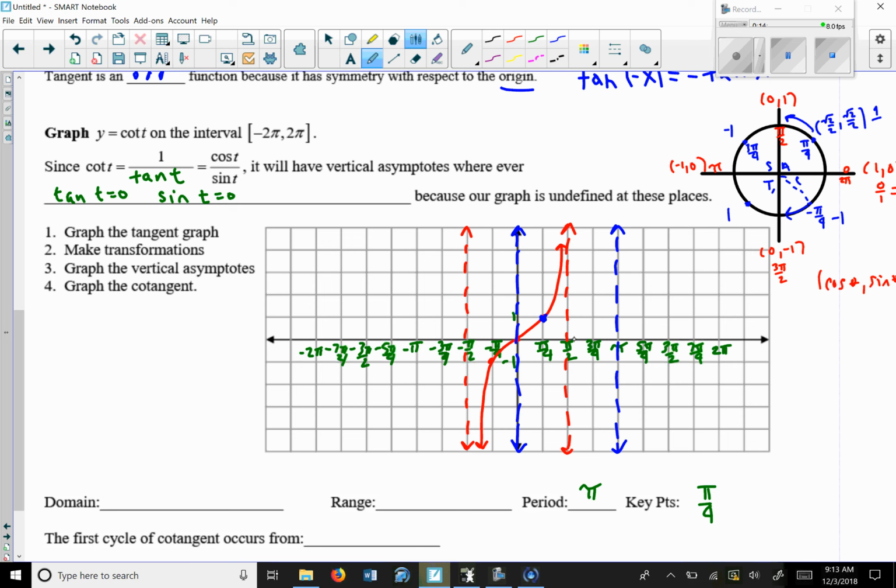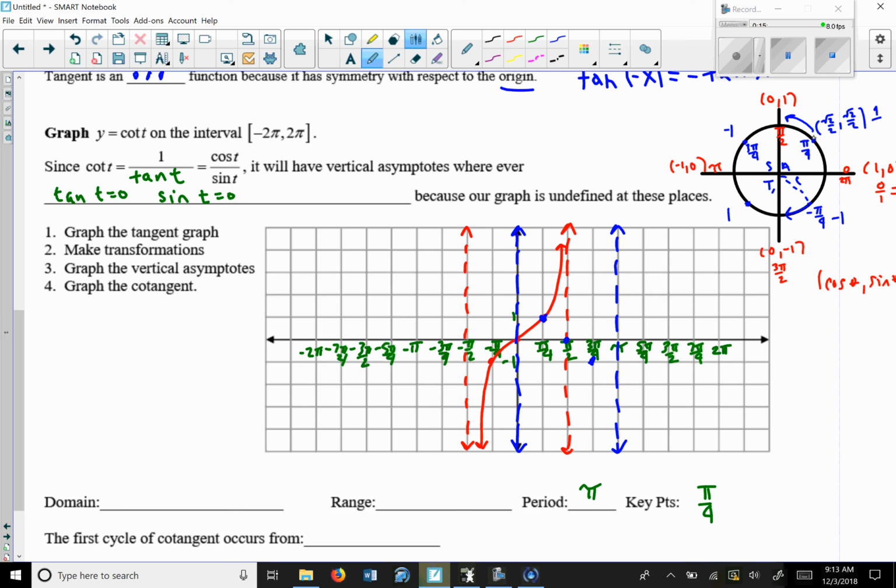At pi over 2, now you've switched. So instead of being undefined, think about your cosine over sine now. So at pi over 2, cosine is 0, sine is 1, so that means this is now 0. And at 3 pi over 4, we said that the tangent was -1, so your cotangent is also -1. So now we're looking at the other side of our graph.